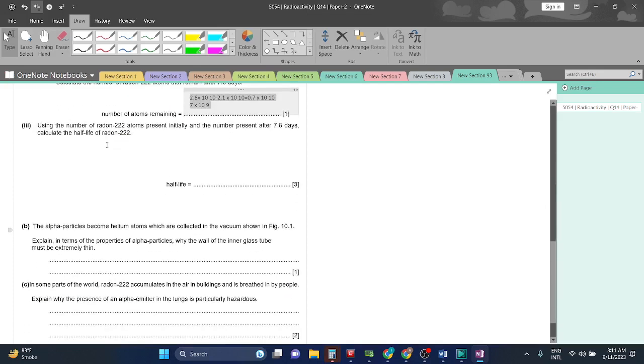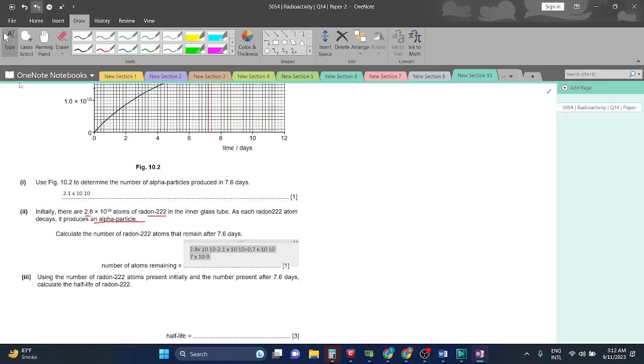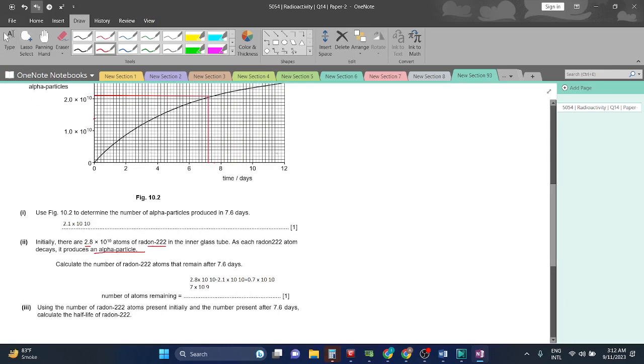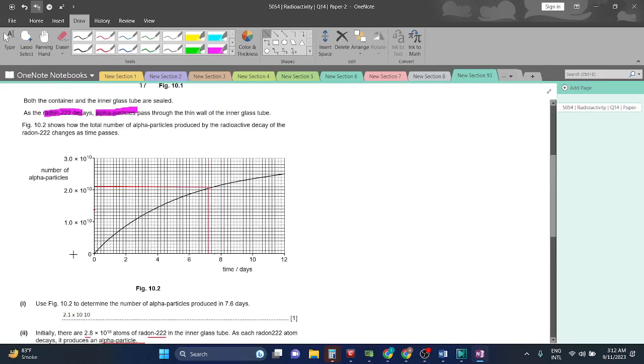Using the number of radon 222 atoms present initially and the number present after 7.6 days, calculate the half-life of the radon 222. So initially हमारे पास कितने particles थे? The total number of particles we had initially was 2.8 into 10 raised to the power of 10. So what is half of 2.8 into 10 raised to the power of 10? That is 1.4 into 10 raised to the power of 10. तो पहले हम देख लेते हैं 1.4 into 10 raised to the power of 10 कहाँ आता है.